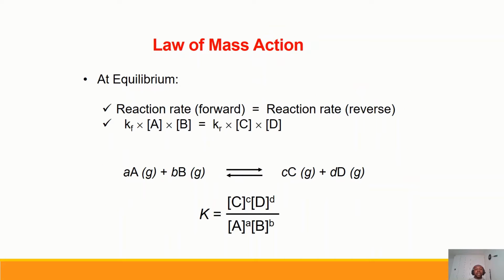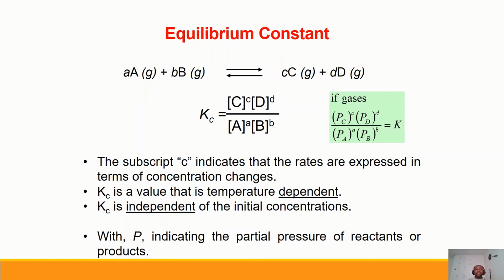And then let's see how to write the law of mass action. So you have your reactant, and then the product. So the product is going to be the concentration of C and D, over the concentration of A and B, that is the reactant. And then any coefficient that is there, you raise the concentration to the power of that coefficient. So sometimes you can have gases. With these gases, then you'll be talking about pressure. So Kc is a value that is temperature dependent. So Kc is independent of initial concentration.